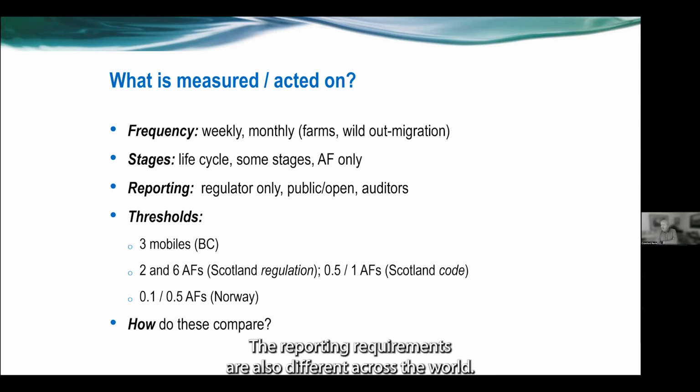The reporting requirements are also different across the world. In some cases, data is only sent to the regulator. It may be a surprise to you that your colleagues or your fellow Canadians on the east coast of Canada don't in fact have any visibility around sea lice, or have limited visibility, because it isn't actually a regulatory requirement to report publicly there, although many companies do make their own counting data public, so that there's transparency there, which is great.